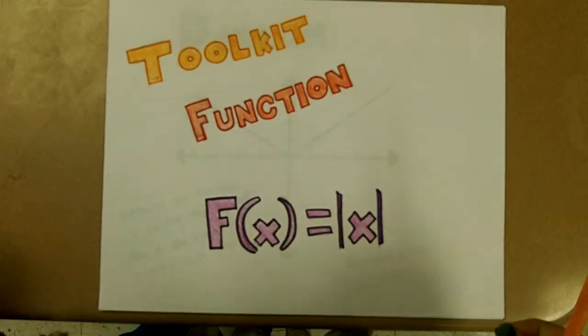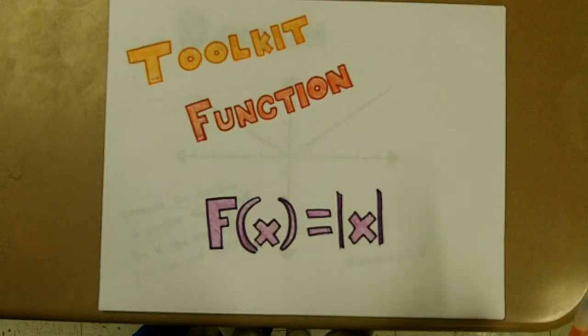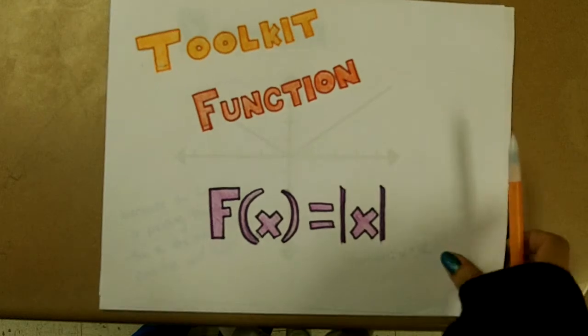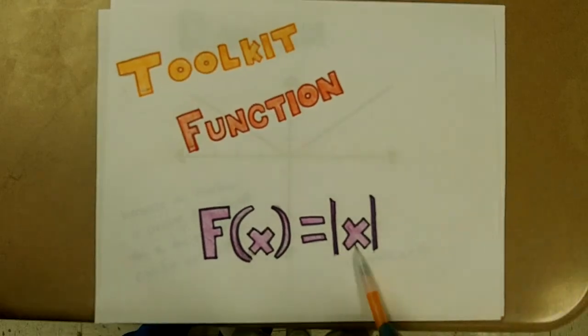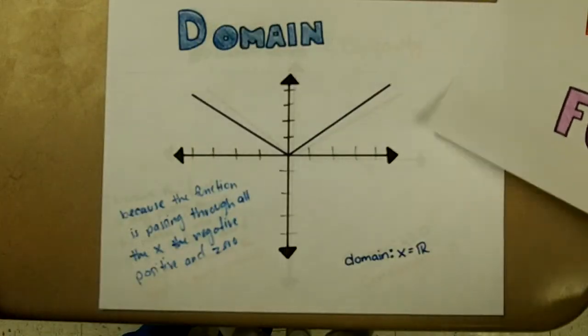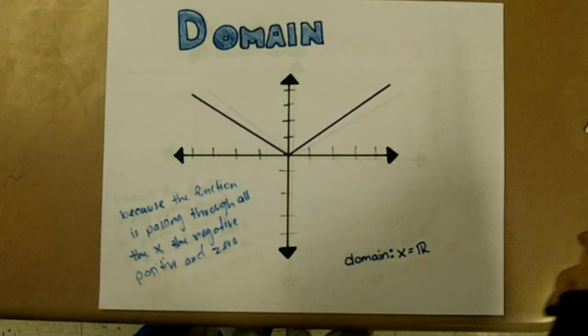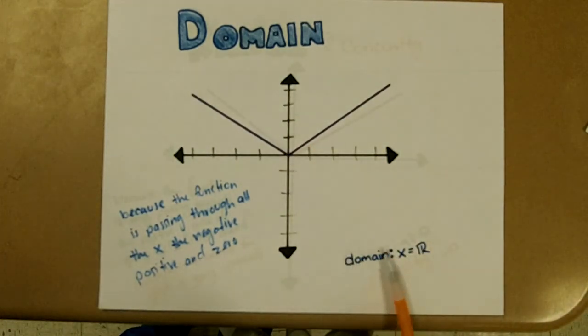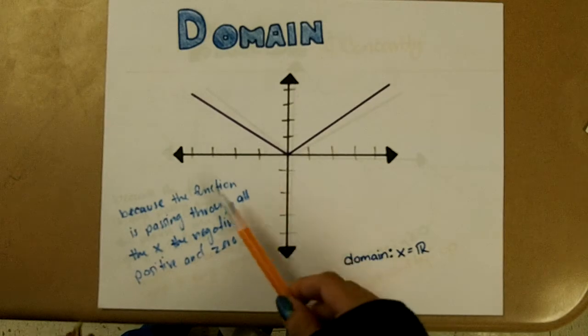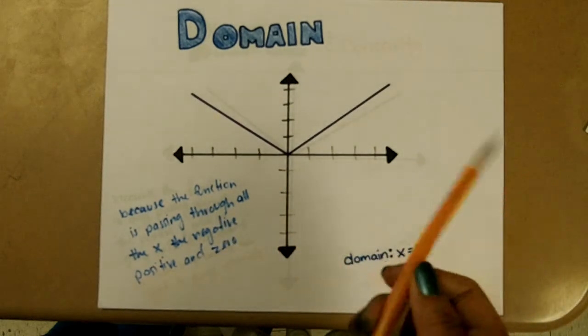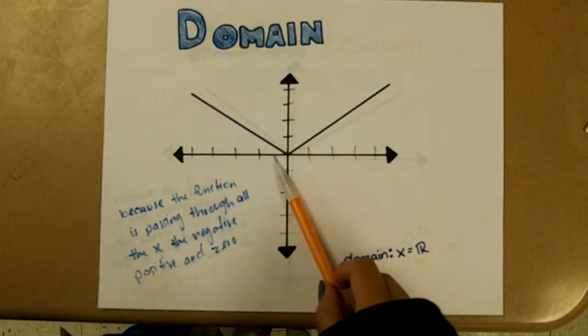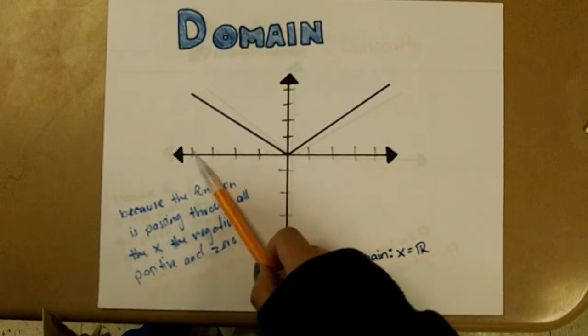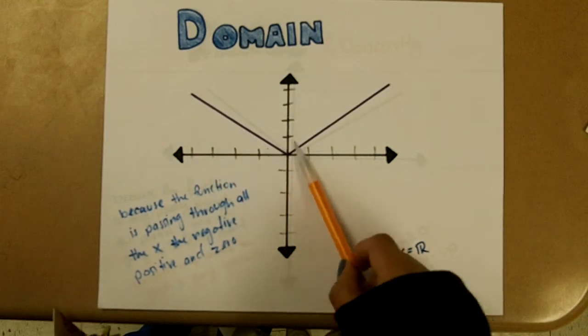Alright, hello, my name is Isabella and this is my toolkit function of f(x) equals the absolute value of x. The domain of this function would be all real numbers because the function is passing through the x-axis, as you can see. It's going through the positive, the negative, and it's touching 0 right here.